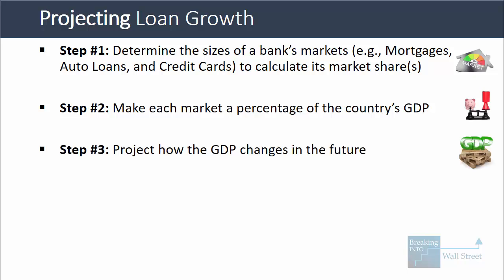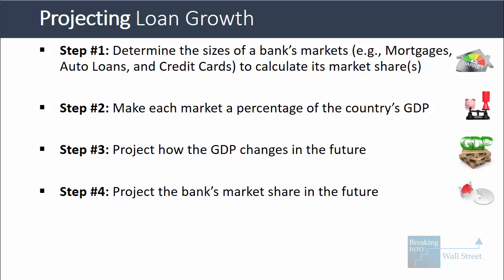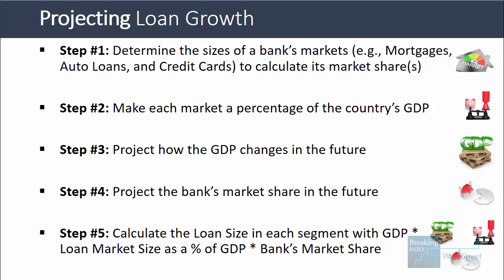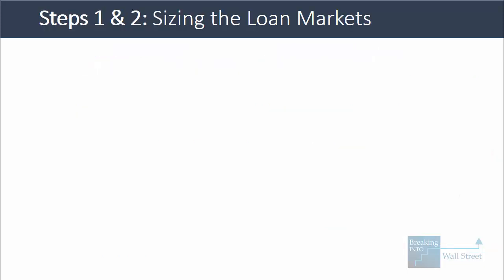Then in step 3, you project how the country or region's GDP will change in the future. In step 4, you project the bank's market share in the future. And then in step 5, you finish off by calculating the loan size in each segment. You take the GDP, you multiply it by the loan market size as a percent of the GDP, and then you multiply it by the bank's share in that particular market. Let's go through each of these steps one by one and go into some more detail and show you how to actually do them in Excel and consult with outside data sources to get the information.